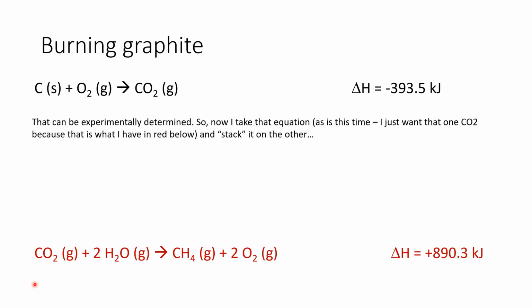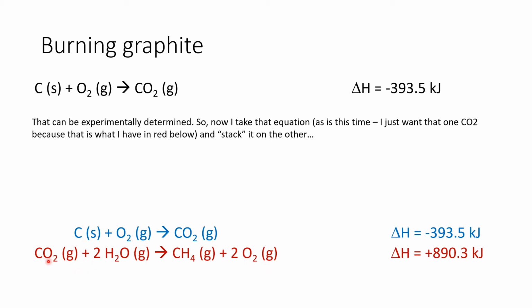Okay. Now here's what we had in red down here from the previous slide. But now we can do the burning graphite thing. If that'll work in a calorimeter, we get a good clean negative 393.5 kilojoules out of it. Here's our equation. Well, that looks good. So what I want to do is stack that on. I made it blue, and I want to stack it on this one.